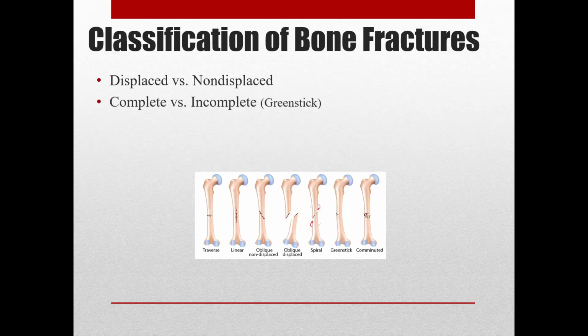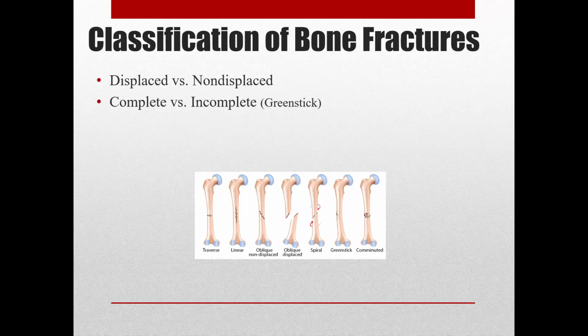What about complete versus incomplete? Which one is broken in two complete pieces? Again, the one in the middle. So when you have a bone that's broken, it can either be broken and still connected like this, or broken in two complete pieces like this, separated, and that will be complete. When the two pieces are separated, it's complete. When the two pieces are still linked together, it's called incomplete.